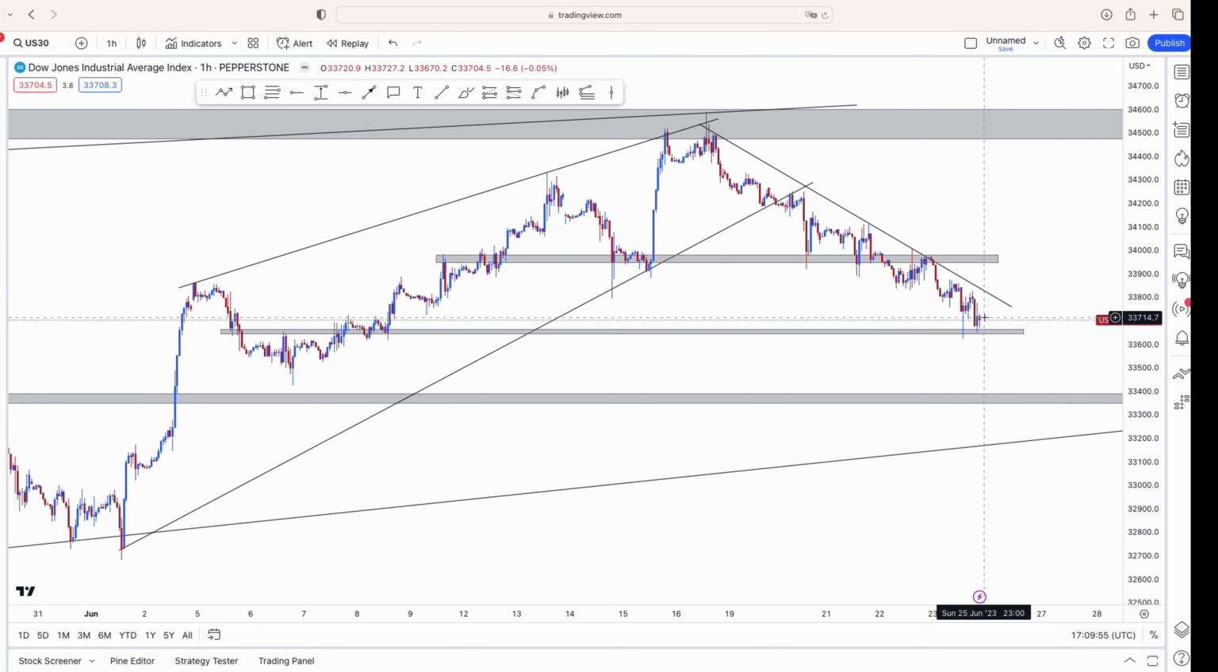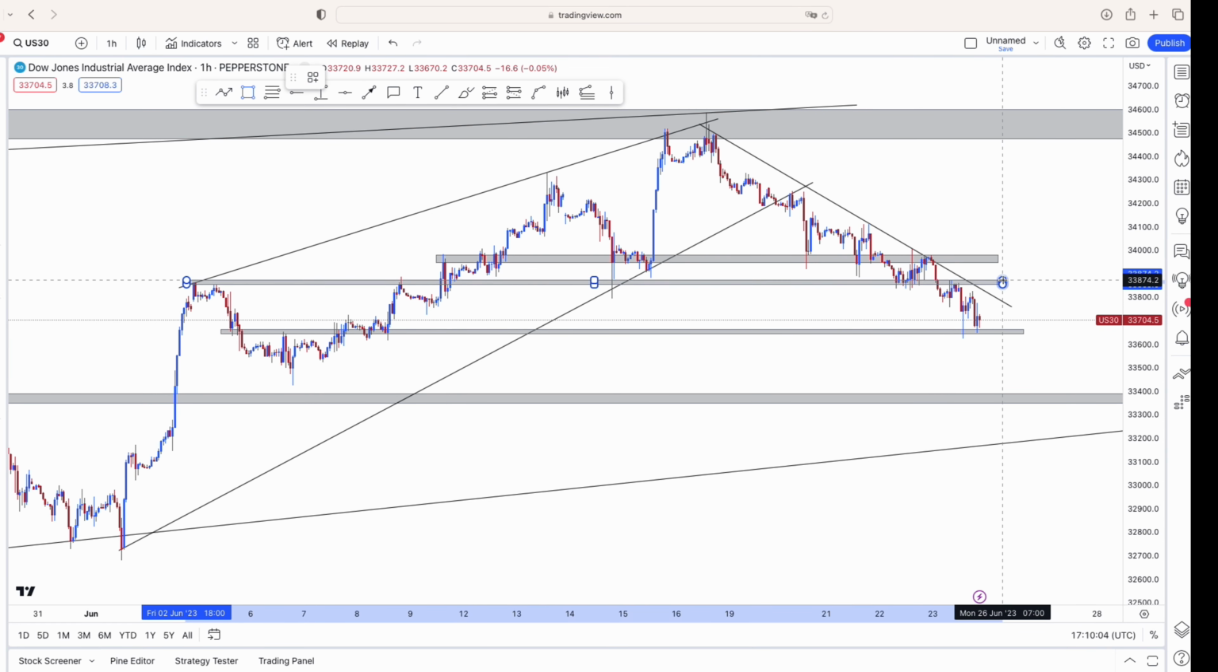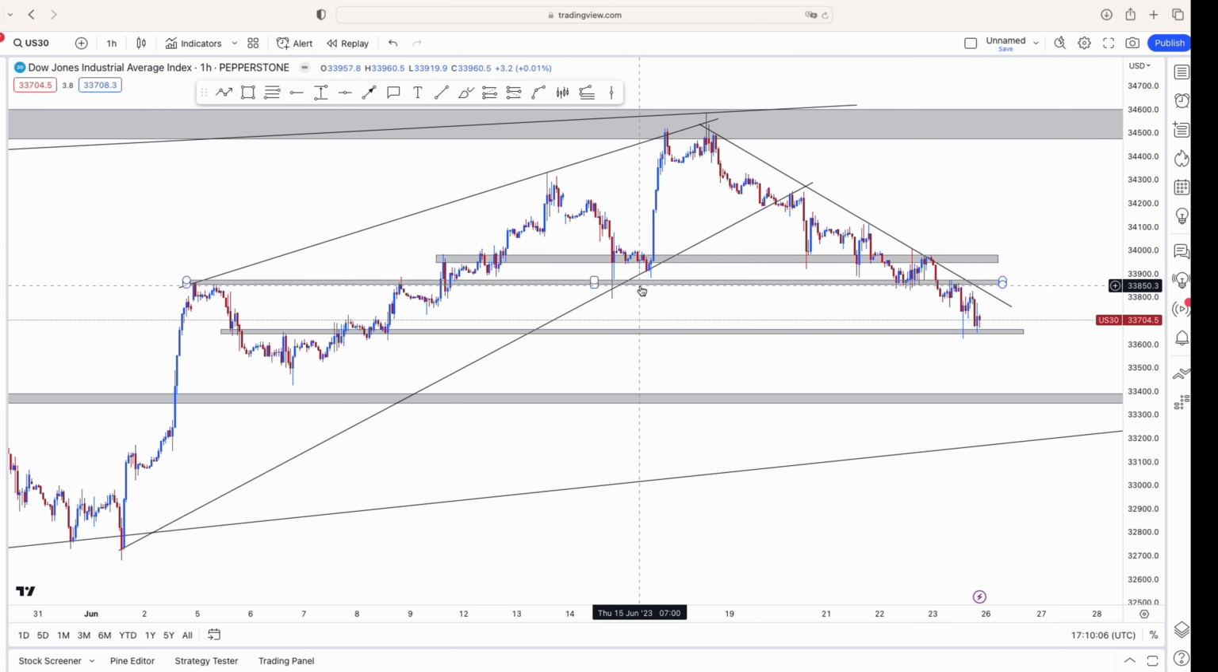So there's a high chance that the market can do the same thing, give us a lower high again. And if you check that lower high, let's check this zone here. You can see that we have a zone here. We have a zone there.